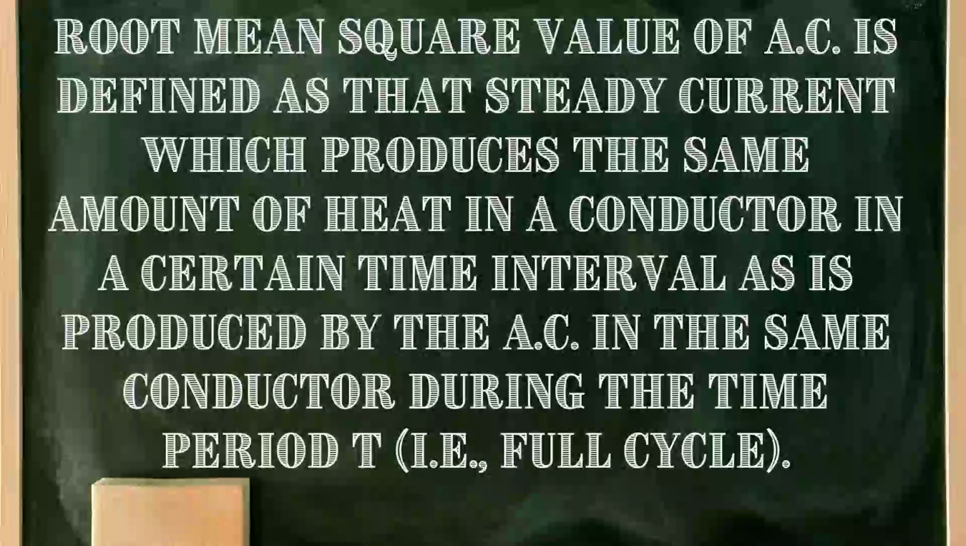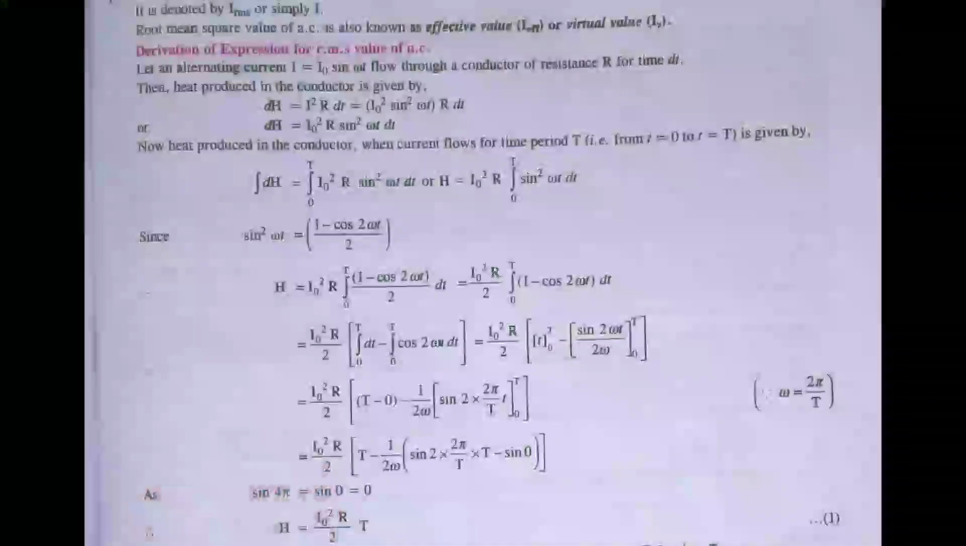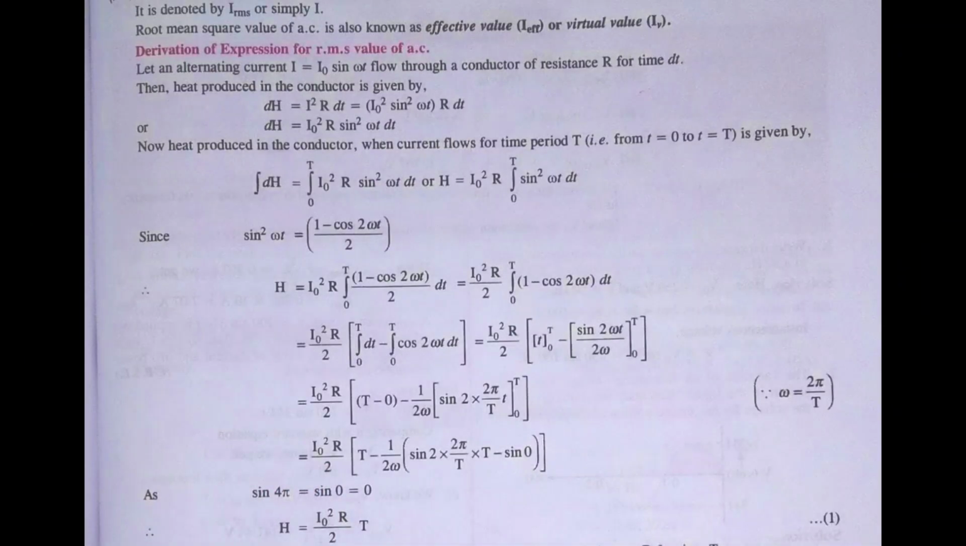We use two symbols. The first one we can use as a simple I, and the other one we use as IRMS. So now we are going to derive the expression for the root mean square value of the AC current.